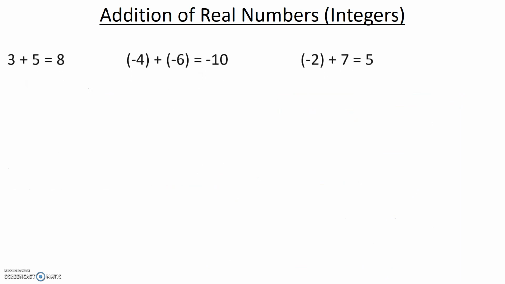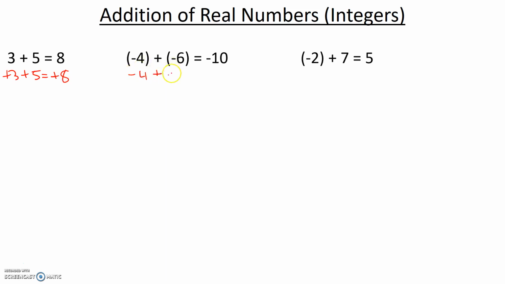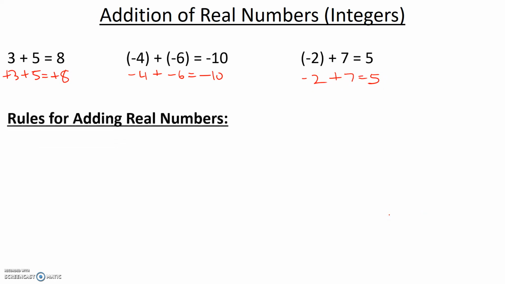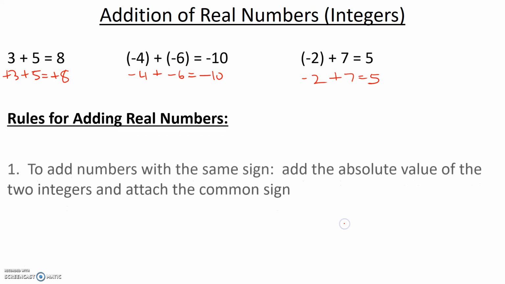Here are some examples. We have 3 plus 5 equals 8. So we have an increase of 3 and an increase of 5, which led to an increase of 8. -4 represents a decrease of $4 plus a decrease of another $6, which led to a total decrease of $10. If you have -2, a decrease of $2, and then an increase of $7, we had a total increase of $5. So here are some rules for adding real numbers.